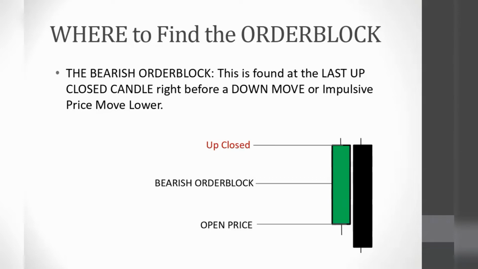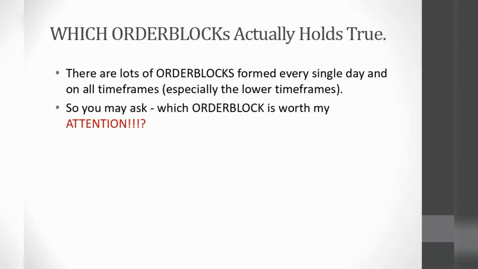So this is how to find the order block. This is how to identify and where to find them. You want to find them at the last up close candle right before the down move for the bearish order block, and for the bullish order block you want to see it as the last down close candle just before the up move. So moving forward, which order blocks actually hold true?